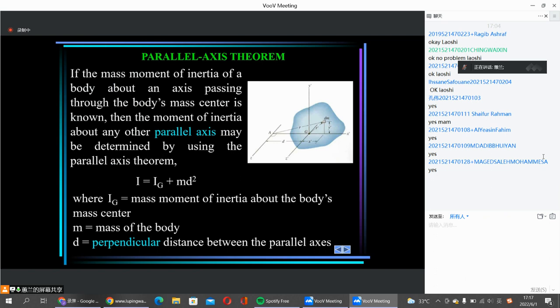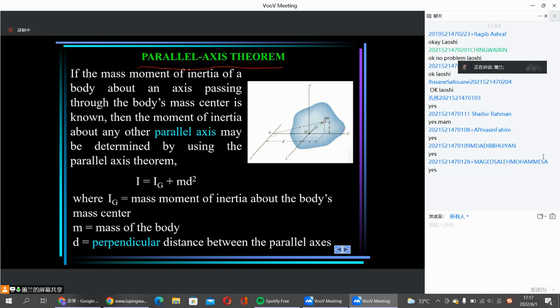When we look at the textbook, we can find the mass moment of inertia about its mass center for most simple geometries. But sometimes we not only need to know the mass moment of inertia about the mass center, we need to find the mass moment of inertia about any axis. So here we have a very important theorem, the parallel axis theorem.